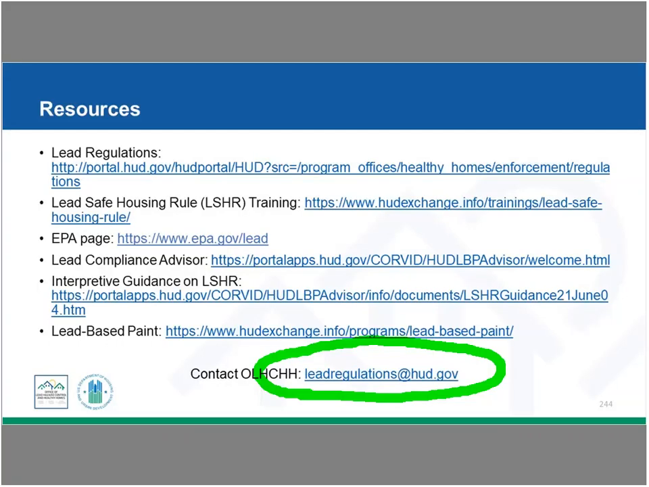Somebody asked about how we can ask further questions, and we reminded them, if you want to go back a slide or two where we have that email, it's highlighted in green there: lead regulations at HUD.gov. That's where you can go for further information.